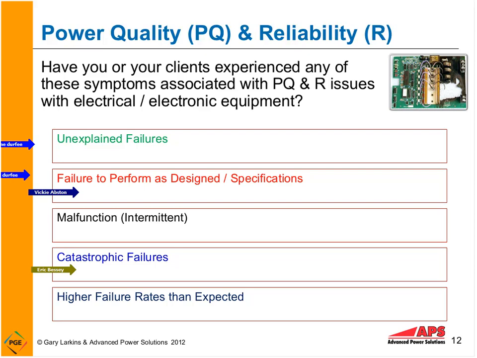catastrophic failures, where you see equipment, as we see in the upper right-hand corner, we see an example of a catastrophic failure. I was doing a project in Utah where they actually had the equipment catch on fire, okay, because of power quality issues related to internal to their facilities, or higher failure rates than expected. You may expect this equipment should operate successfully for maybe 5 years, but maybe every 6 months or so you're seeing a failure. These are all things that help point towards potential power quality issues in a facility.